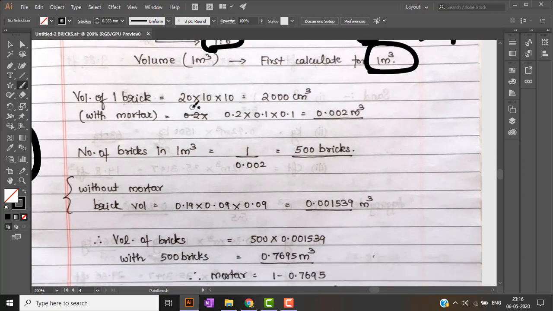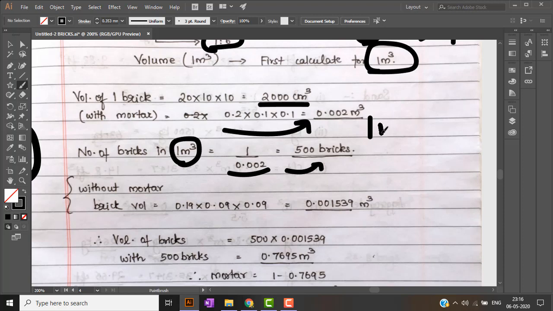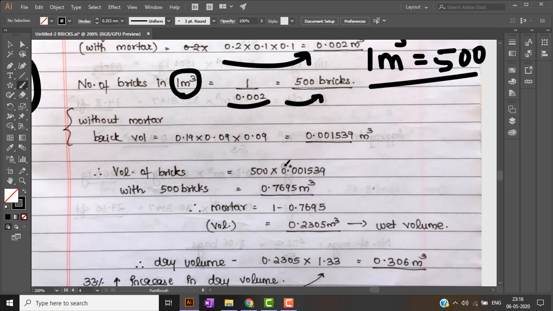So the volume of one brick is 20 into 10 into 10, that's 2000 centimeter cube. If we convert it into meter, it's 0.002 meter cube. So the number of bricks in 1 meter cube is 1 divided by the volume of 1 brick. That will give you 500 bricks. Therefore, in every 1 meter cube of construction, the number of bricks used is 500. Please remember this.